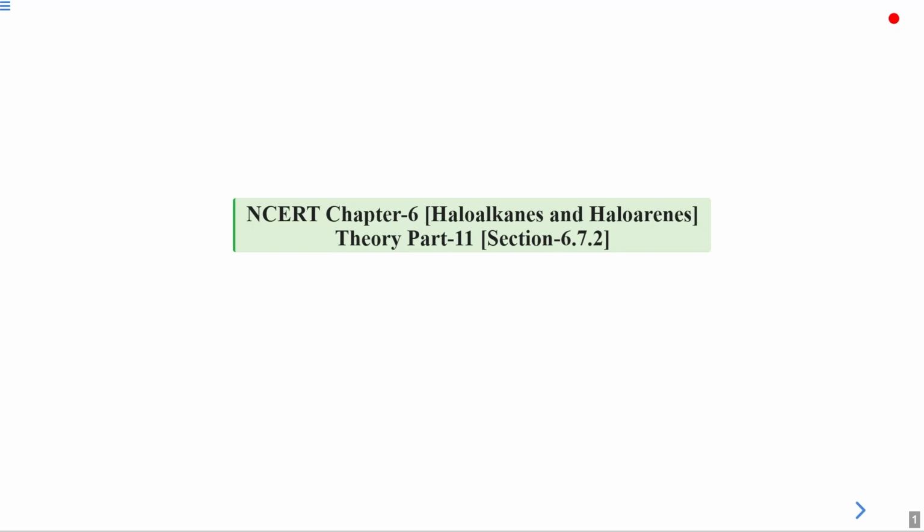Today, as you all know, we are going to do the theory part 11 of the chapter Haloalkanes and Haloarenes. So, let's begin our today's topic, NCERT chapter 6 Haloalkanes and Haloarenes, theory part 11. Specifically, we are going to cover the section 6.7.2.